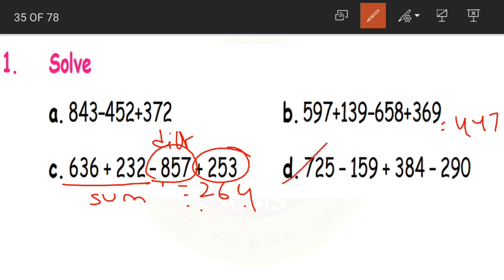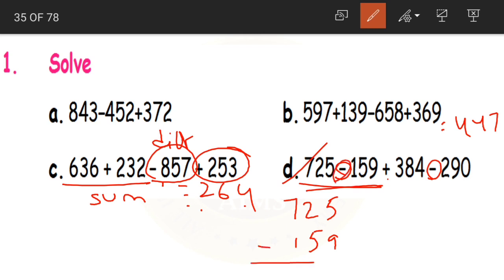We're coming to the last question, that is question number D here. What we are having, two subtraction symbols and one addition symbol. As usual, we take the first two numbers, 725 and 159. We need to subtract them. Yes. Now 5 minus 9 is not possible, so we'll borrow, 15 minus 9. Keep 9 in mind. After 9 we have 10, 11, 12, 13, 14, 15. How many fingers, children? 6. So now 15 minus 9 is equal to 6. Now the next place is tens place.